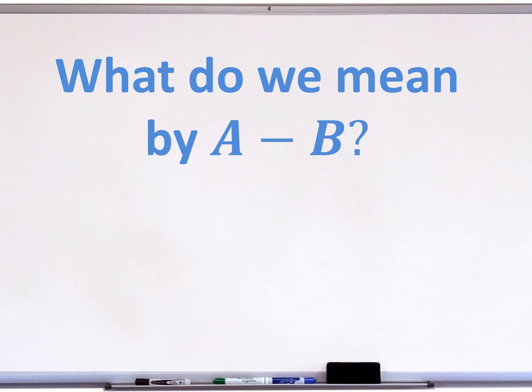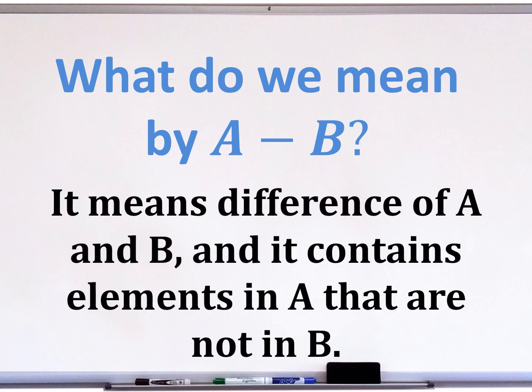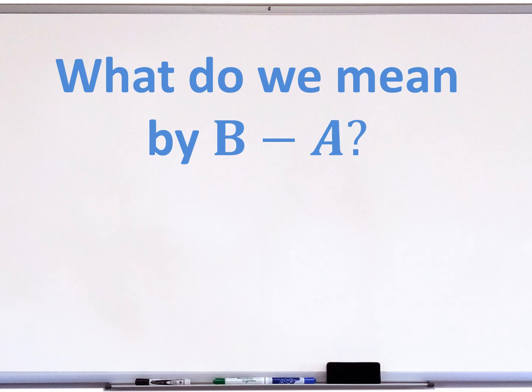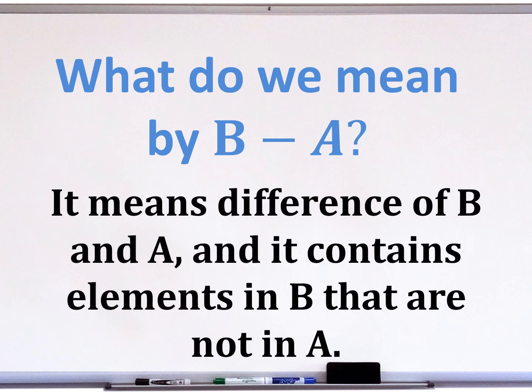The other one, A minus B, is the difference of sets. It means the difference of A and B, and it contains the elements in A that are not in B. That means the elements left in A after you remove the elements common to both. Then B minus A. Again, this is a difference of sets, but this time it contains the elements in B that are not in A, the elements left in B after you remove the elements common to both. So, that is for the operations of sets.